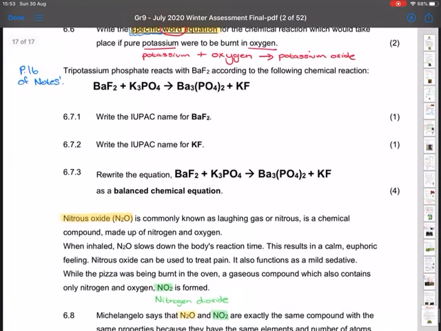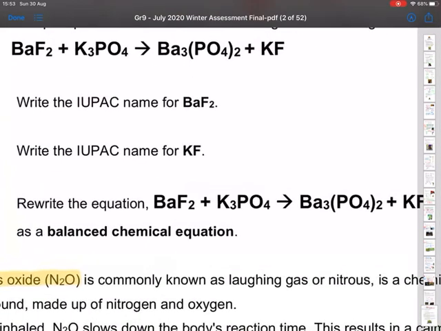Alright, so here you have to write the IUPAC name for BaF2. It's barium fluoride. Not barium fluorine, barium fluoride. Write the IUPAC name for KF, that would then be potassium fluoride.